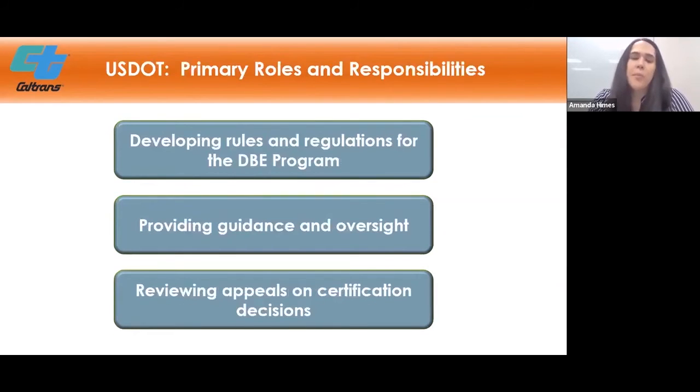And then the U.S. Department of Transportation, their primary roles and responsibilities are developing the rules and the regulations for the DBE program. They provide guidance and oversight for us and for the program. And then they review appeals on certification decisions. So we're going to talk about that later on in the presentation. But if you did have an appeal that you wanted to apply, we would not handle that. It would go to the US DOT.